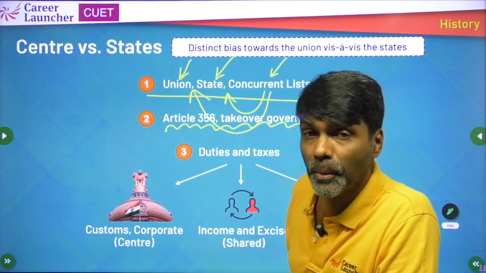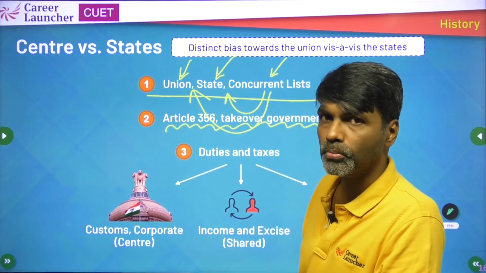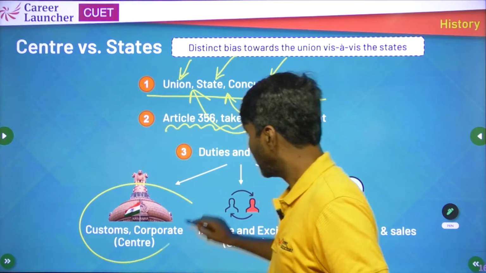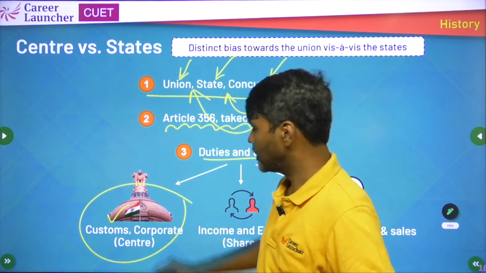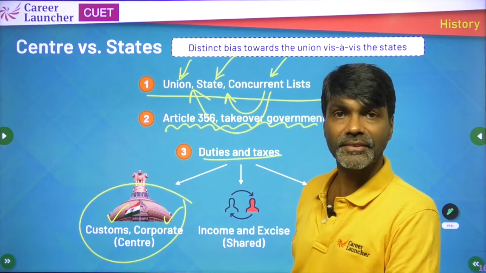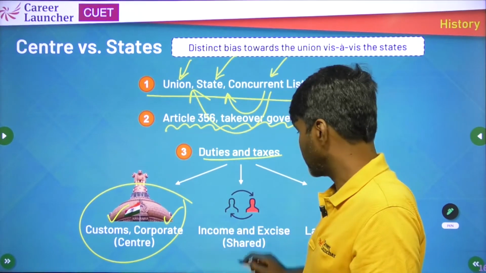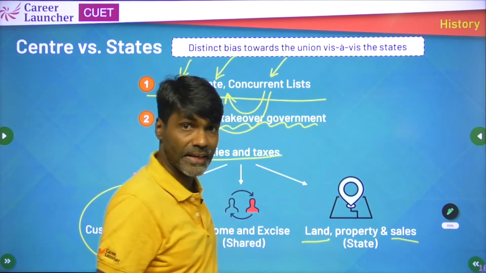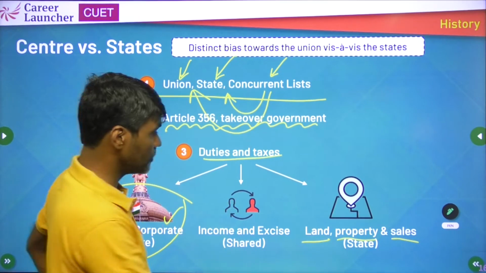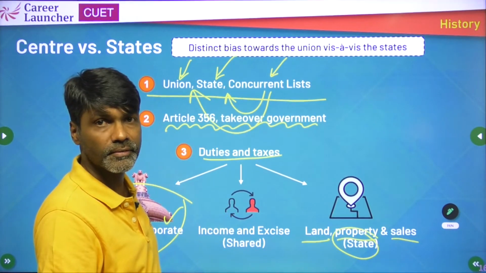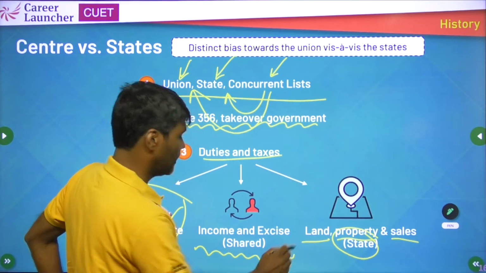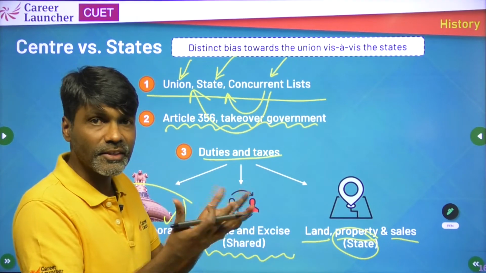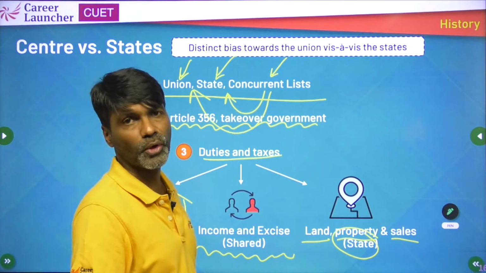Now, where do the monies come from? What resources belong to whom? This was obviously covered in this part of the Constitution, and things like the customs duty and the corporate taxes all of those belong to the center, whereas land related taxes, sales taxes, property and estate related taxes belong entirely to the state. And then there is money, taxes that are coming from excise and income tax, that is shared between the center and the state in a certain ratio based on a certain formula.